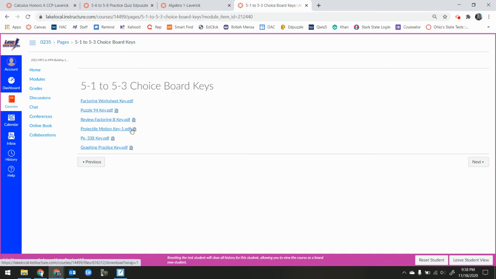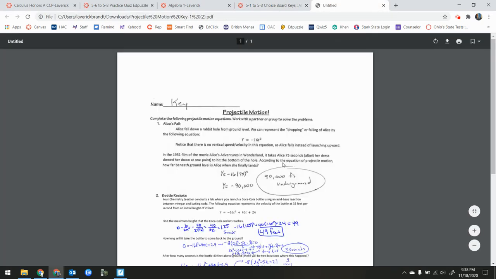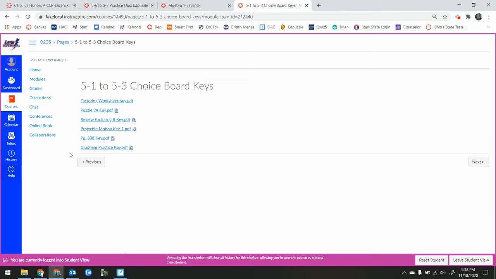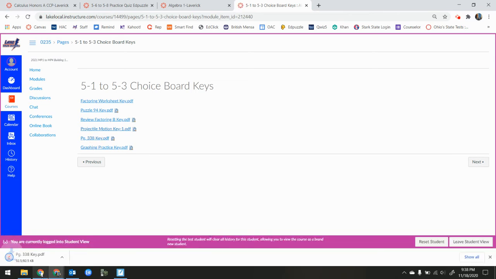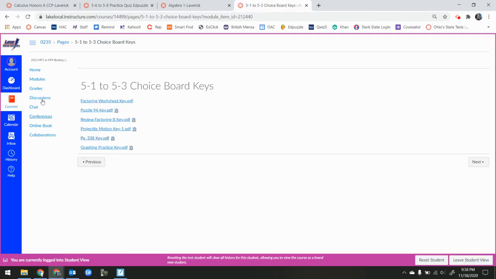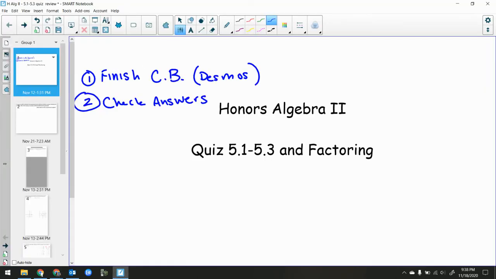So what you're going to do now is go through and check all of your answers. That's one of your responsibilities today. Just go through and say, okay, here's my projectile motion assignment. Open this up, make sure I've got all of my answers. Done. Okay, good. Next one up, here's the page 338 key. Open it up, check all of my answers. Done. Perfect. So all of that should be here. Now, let me jump back. Those choice board keys, you should be checking your answers with all of those keys.